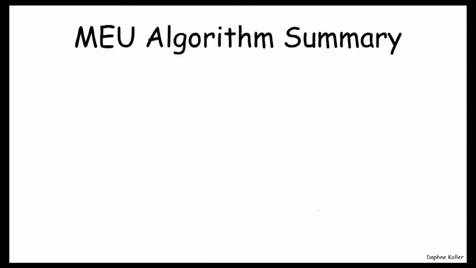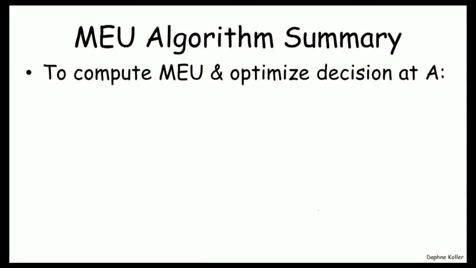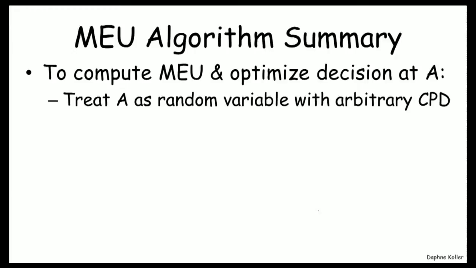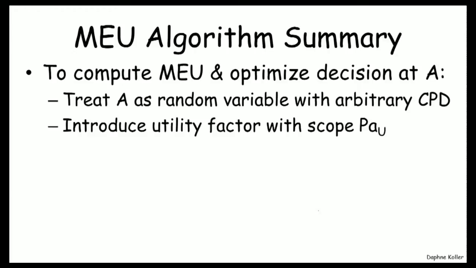So summarizing how this algorithm goes, to compute the maximum expected utility and find the optimal decision rule at an action A, we take the following steps. We treat A as a random variable with, at this point, an unknown CPD. We introduce an additional factor beyond the CPDs, which is a utility factor whose scope is the variables that the utility depends on. So now we have, as usual, a collection of factors.